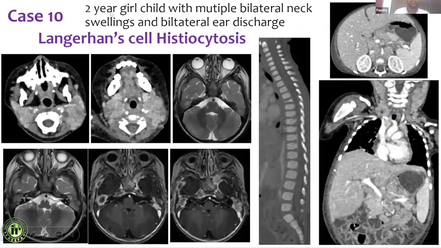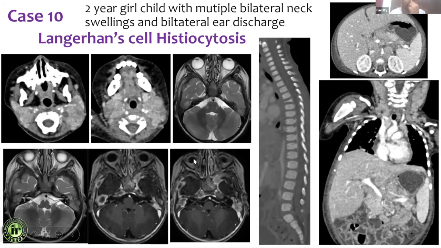This is another case, a 2-year-old girl child presented with multiple bilateral neck swellings and bilateral ear discharge. What we find is symmetrical bilateral cervical lymphadenopathy, and there are multiple lesions involving the skull base, particularly the bilateral mastoid and temporal bone. Here you can see the peripheral enhancement. You can see the lesions here, and also one of the lesions in the right skull vault in the temporal region. This is also peripherally showing enhancement.